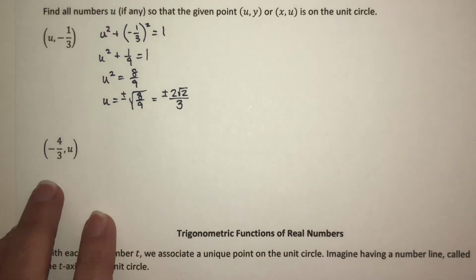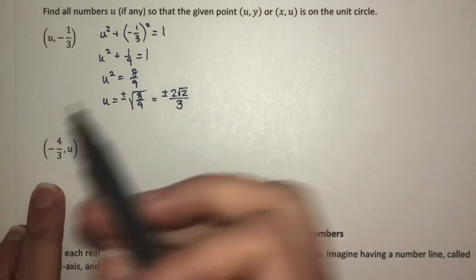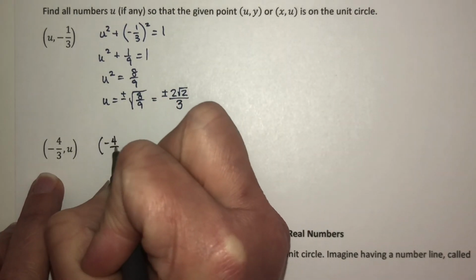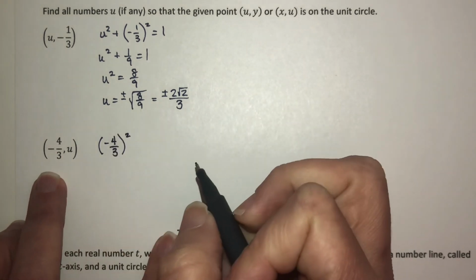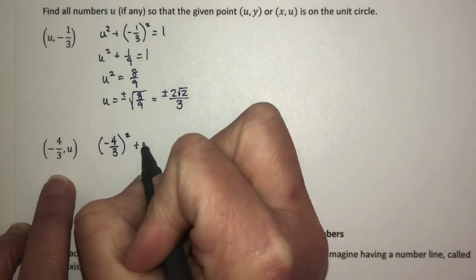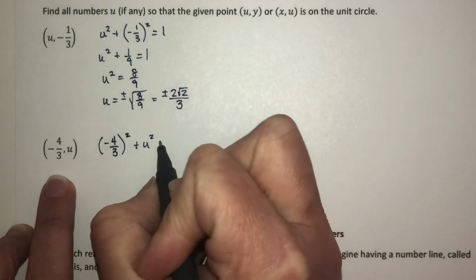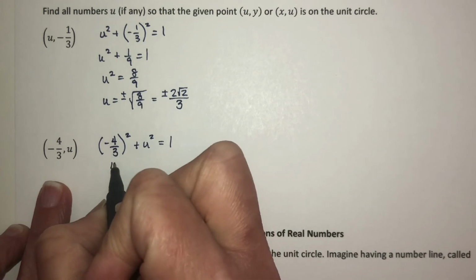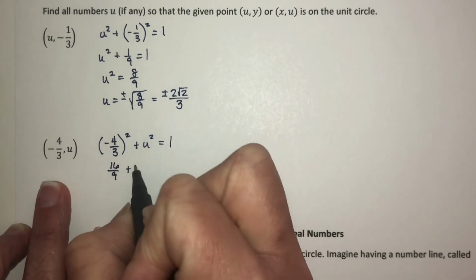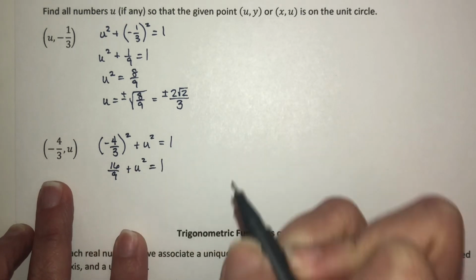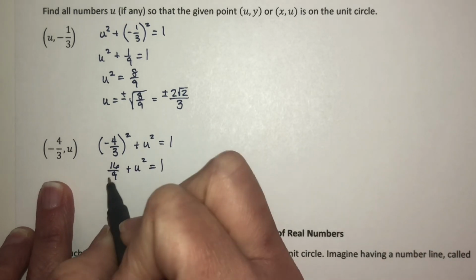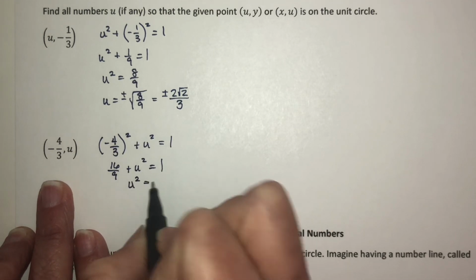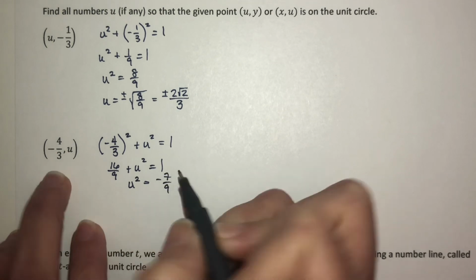Now let's do the same type of problem here, except we're missing our y value. Algebraically, it ends up working the same way. I plug in my x value and square it. And then I'm going to add my y value and then set that equal to 1. So I get 16 over 9 plus u squared is equal to 1. Now if I subtract 16/9 from both sides, I get that u squared is equal to -7 over 9.